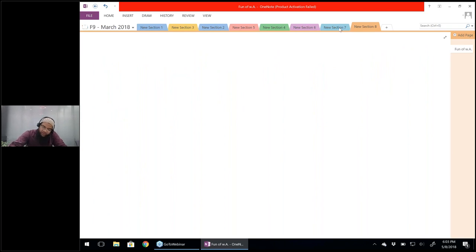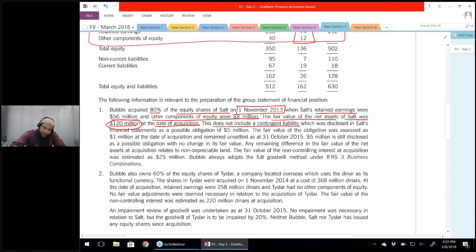This does not include a contingent liability. So in 120 the contingent liability is not included, which was disclosed in Salt's financial statements as a possible obligation of $5 million. So in case of consolidation, all assets and all liabilities of the subsidiary are measured at fair value, including any contingent asset or contingent liability. Although this is a contingent liability for the subsidiary, for us this should be recorded in the financial statements. By what amount? At its fair value. 5 million is the possible obligation.